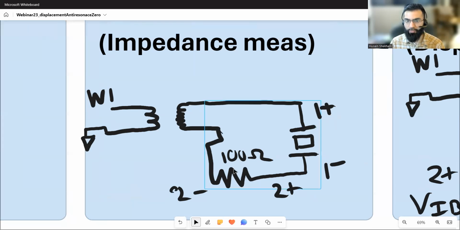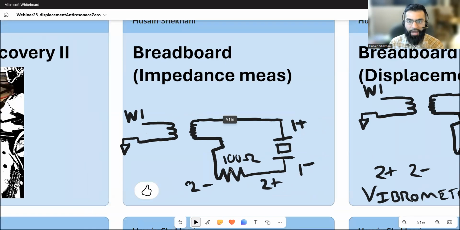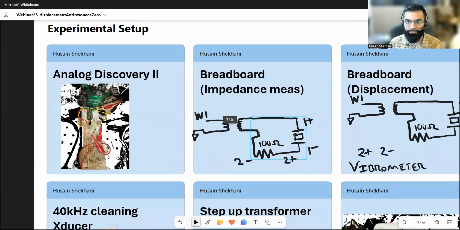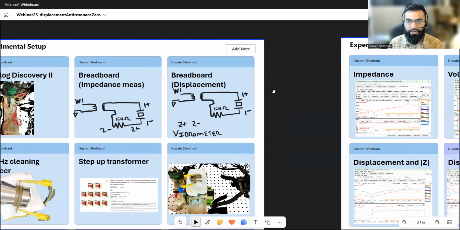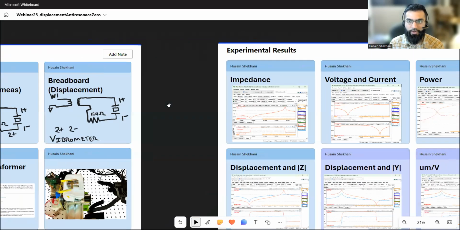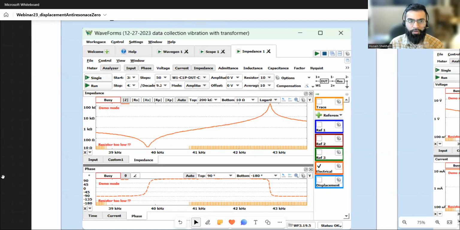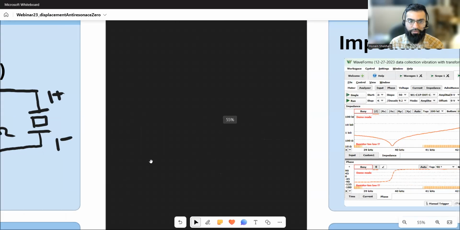And we have this 100 ohm resistor that's used to measure current. This 100 ohm resistor also helps to reduce the current spike, which is going to happen if you drive a constant voltage across this piezo. So that's for the impedance measurement. The program that comes with the Analog Discovery is called WaveForms. It has this frequency sweep capability, measures current and voltage using a circuit like this, which I created, and then it gives you those values.